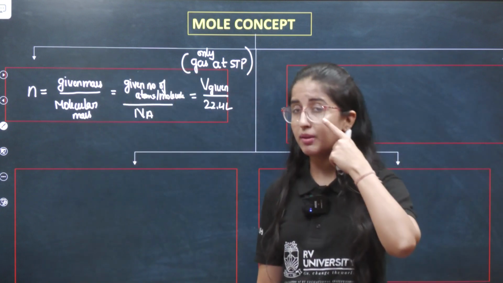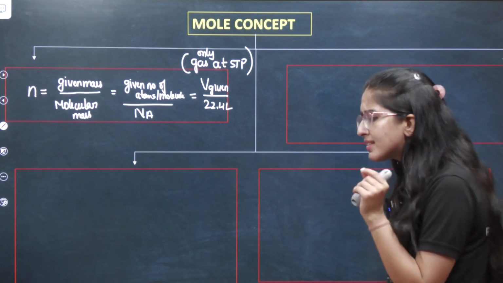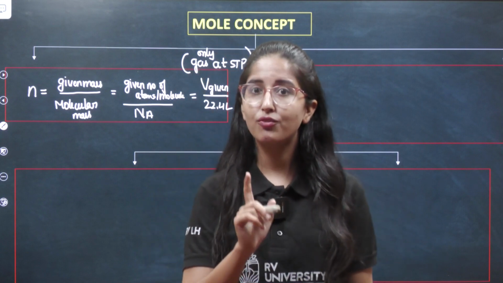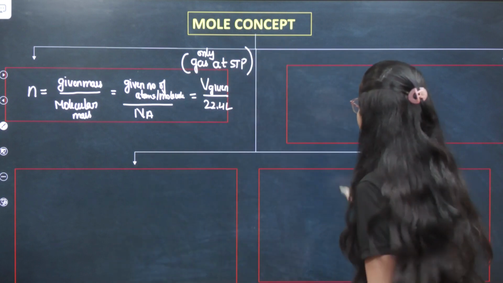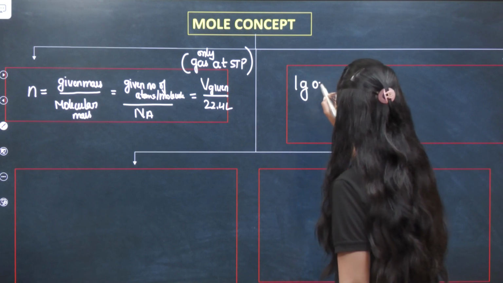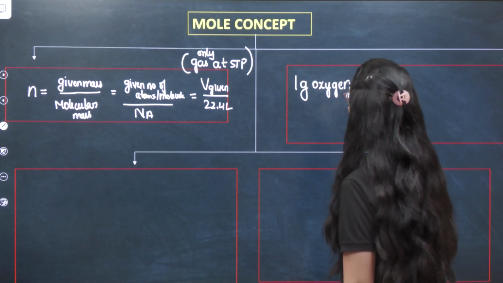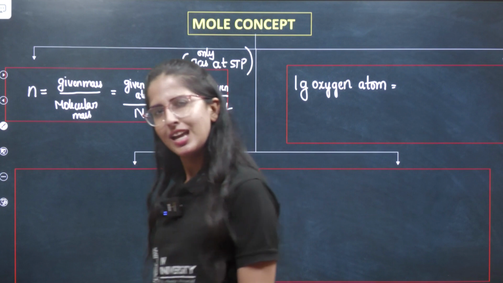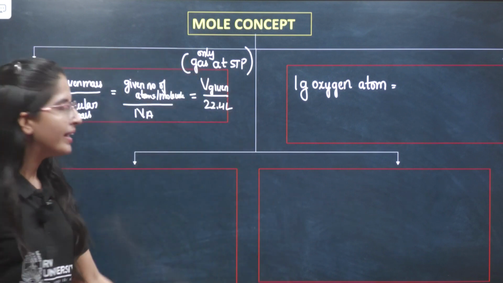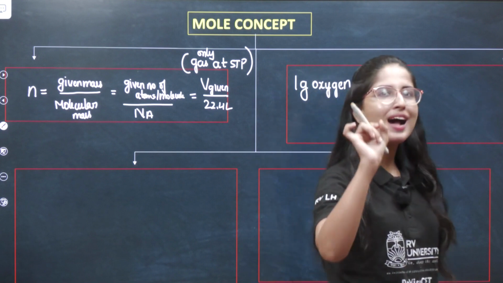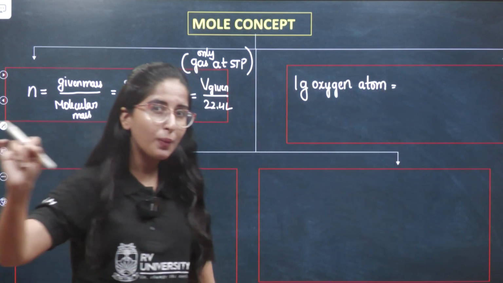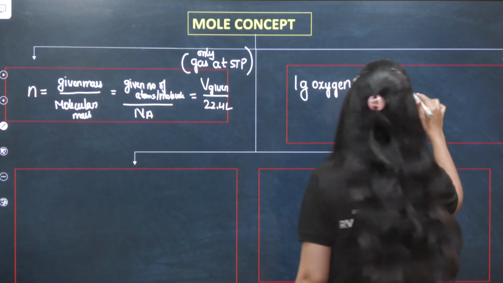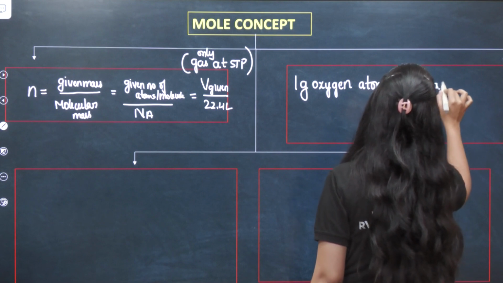The next thing which you have to remember is very important. In examination, you might find 1 gram oxygen atom given. What does that actually mean? Is the mass 1 gram only? No. This actually means the mass of 6.022 into 10 raised to 23 atoms of oxygen. So 1 gram of anything is equal to your molar mass here.